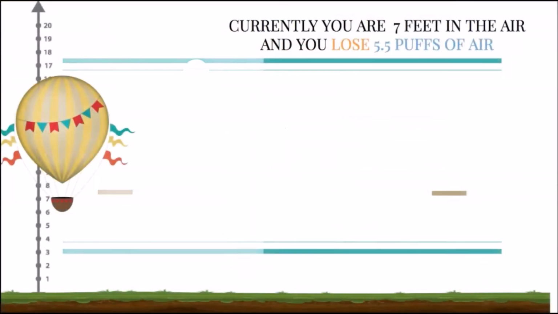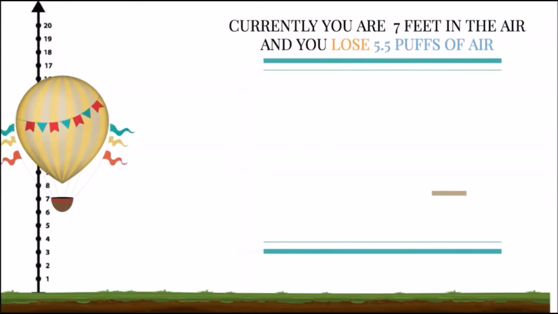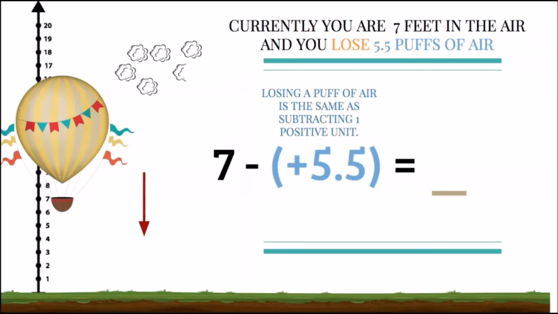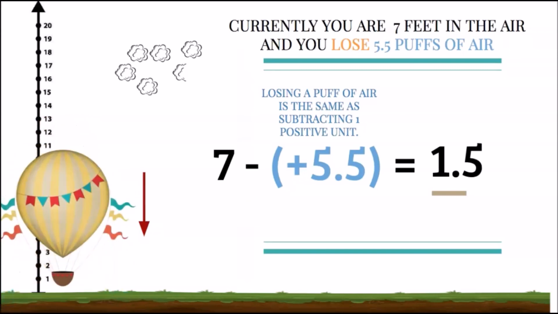Okay, let's say you're 7 feet in the air and you lose 5½ puffs of air. Now what happens to the balloon? The basket started at 7. Losing air will make the balloon go down. The mathematical statement would be 7 minus a +5½ because you started 7 feet and you took away 5½ puffs of air. And the kids should see you're at 1½ feet.